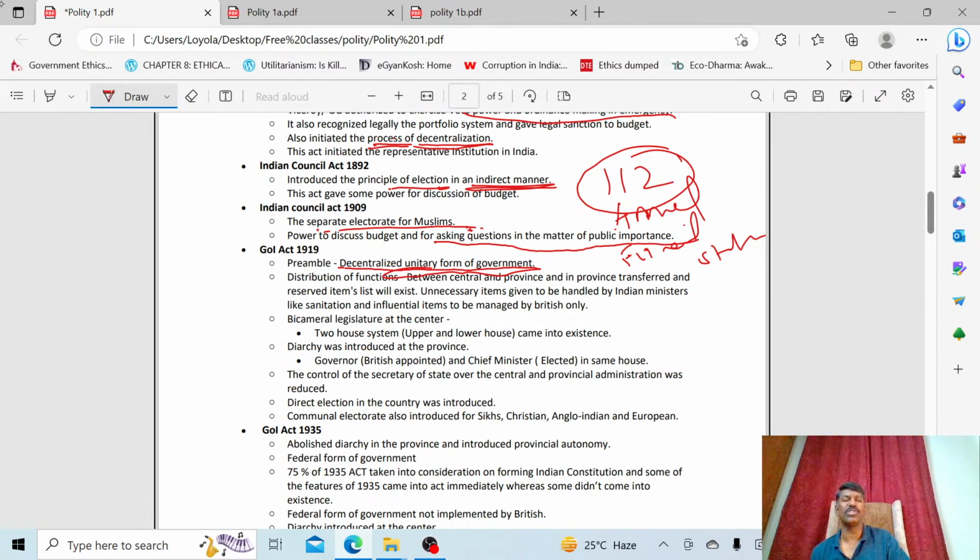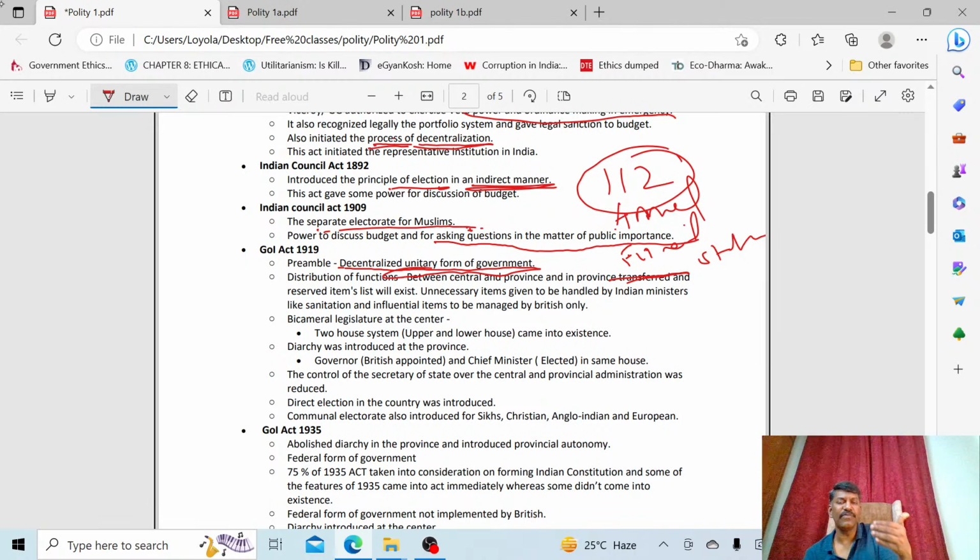Even before the utilization of this Canadian method, we practiced inside our country on the basis of the preamble of 1919, which gave the concept to Indian people under the name of decentralized unitary form of government. And another most important thing, the decentralization process started through 1918. So there was an ideology that the entire process of governance would be divided into two categories. One is the transferred list and the other is reserved subjects.